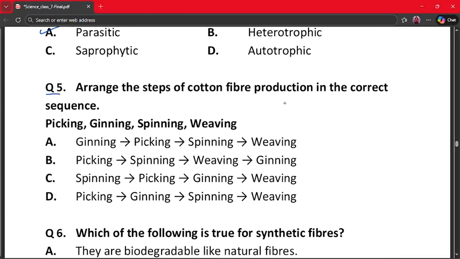Arrange the steps of cotton fiber production in a correct sequence. Picking, ginning, spinning and weaving. So let's arrange this step by step. First, cotton is picked from plants. Then ginning separates fibers from seeds. After that, spinning converts fibers into yarn. Finally, weaving makes fabric. So option D, picking, ginning, spinning and weaving is the correct option.